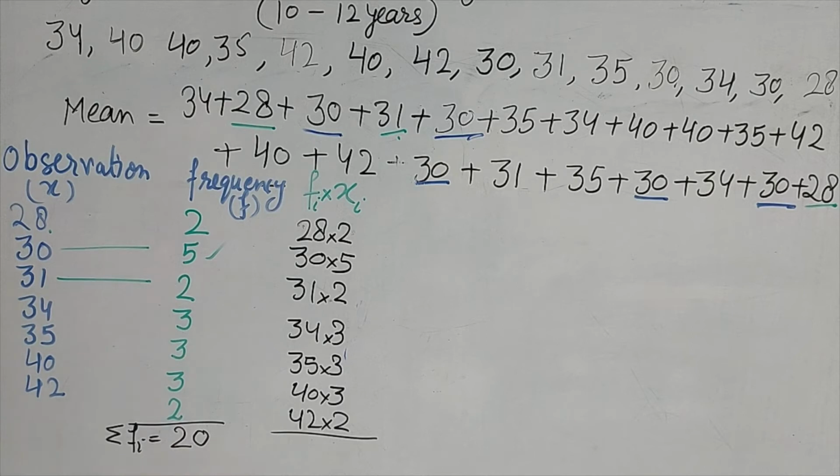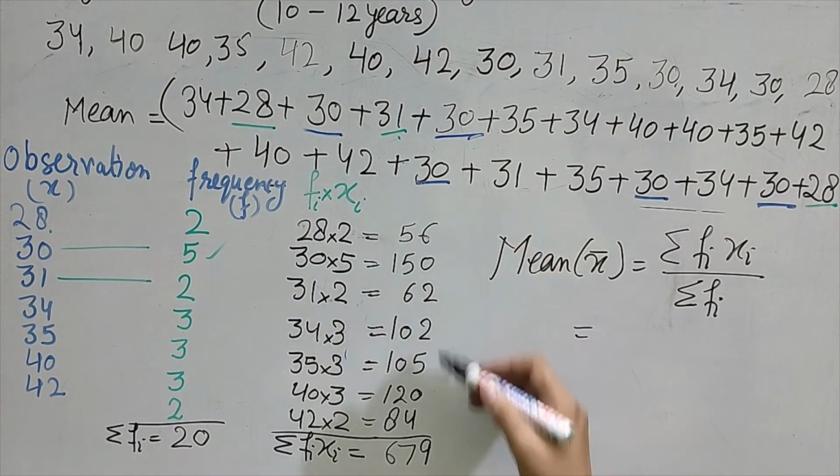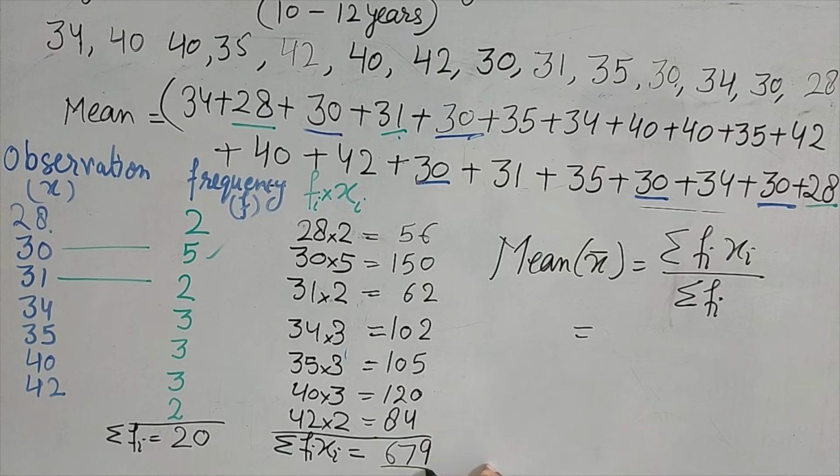In the question, the weights of 20 boys were given. So the sum of frequency should be 20. And now calculate sigma of fi and xi, the sum of these numbers. This sigma fi xi will give you the same total which you get from here. Okay, so now on multiplication and on addition, we are getting the total 679.